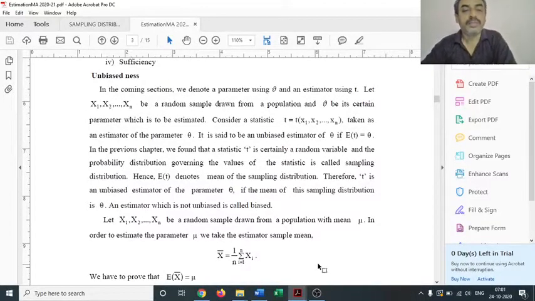Now we will discuss the various properties of a best estimator one by one. The first property is unbiasedness. In the coming sections, we will denote a parameter using theta and an estimator using t. So clearly, a parameter theta is a function of the entire values of a population, while an estimator t is a function based upon the values or the variables representing the sample. An estimator is therefore actually a statistic.